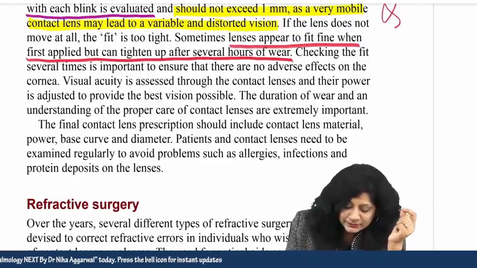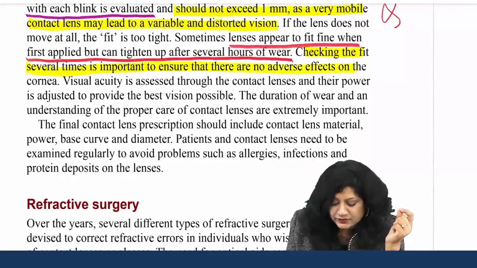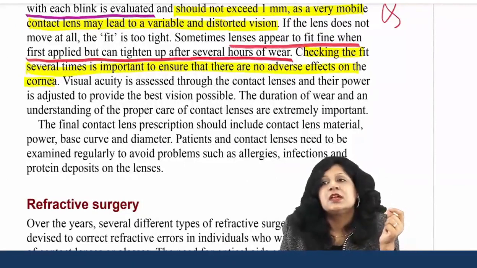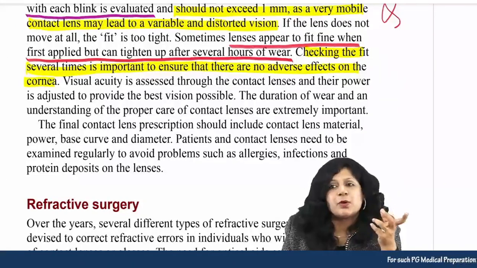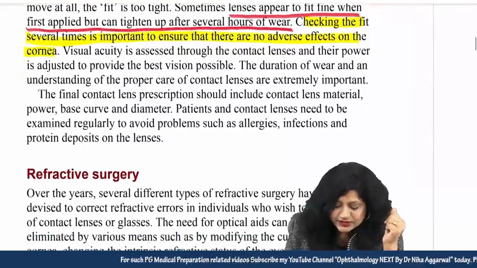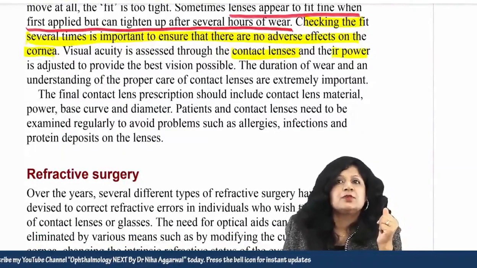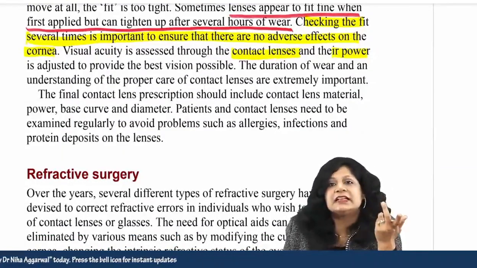Checking the fit several times is important to ensure that there are no adverse effects on the cornea. Keep on checking it, because sometimes you are not getting any problem in the starting, but afterwards it starts showing. Visual acuity is assessed through the contact lenses. Their power has to be checked. The most important thing is the purpose for which the contact lenses were being provided, which was your refractive power.